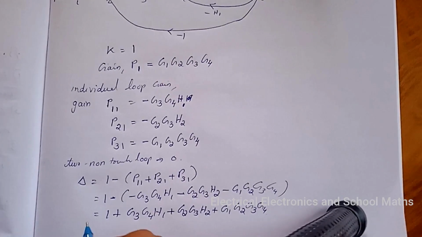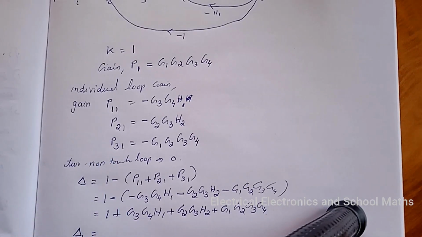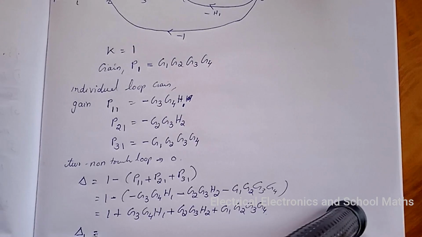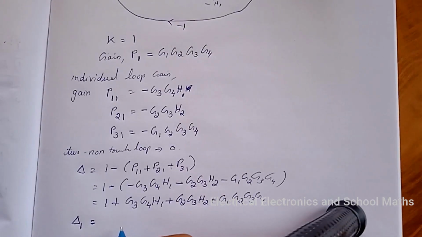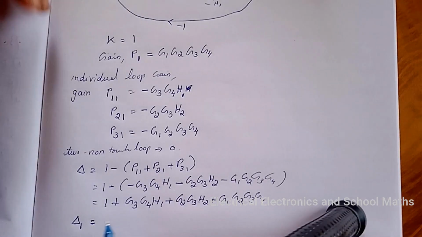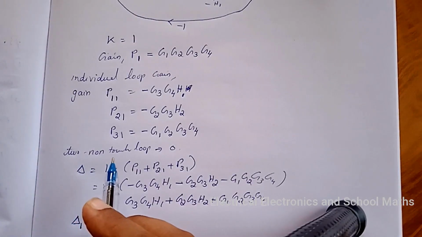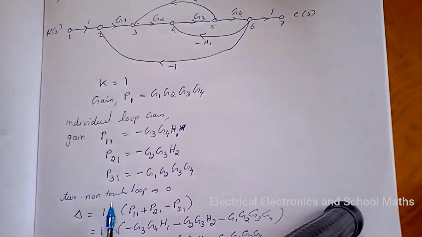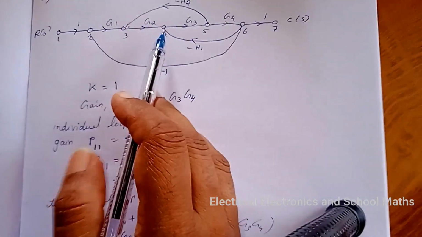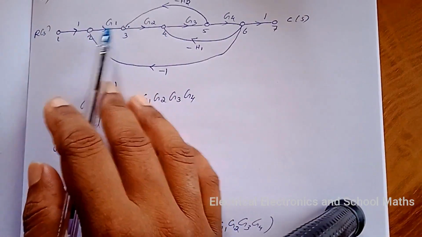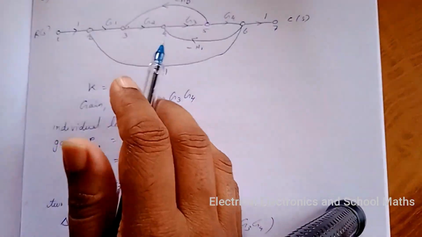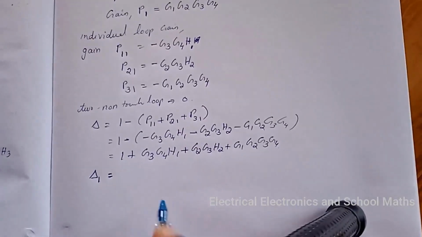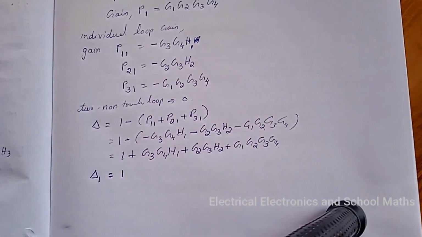Next we have to find the value for delta 1. Since there is only one forward path, only delta 1 is there, and delta 1 is the delta for that part of the graph which is not touching the forward path. So only one forward path is there, and there is no part of the graph which is not touching the forward path. So we can write delta 1 is equal to 1.